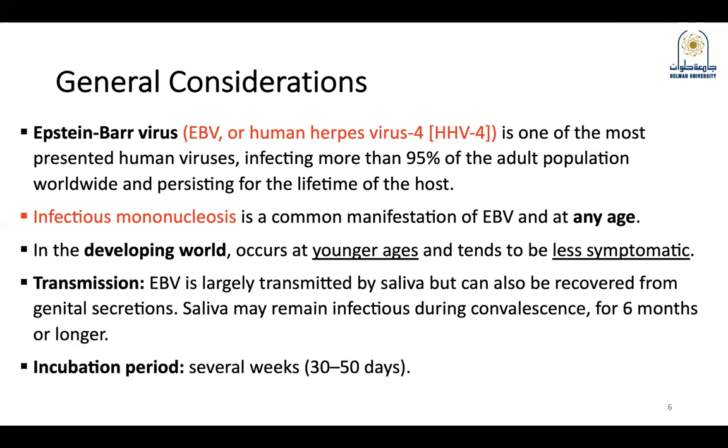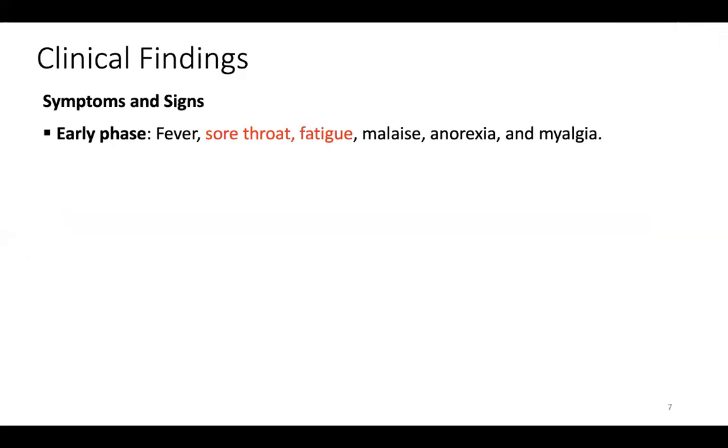Transmission of Epstein-Barr virus, as we discussed, is most common by saliva, and that's why they called it the kissing disease. The saliva could keep secreting the virus for a period of time during convalescence, for 6 months or longer. The incubation period of the virus is almost 4 weeks. The clinical manifestation in the early phase is presented as fever, sore throat, fatigue, and malaise. These are unspecific general features of viral infections.